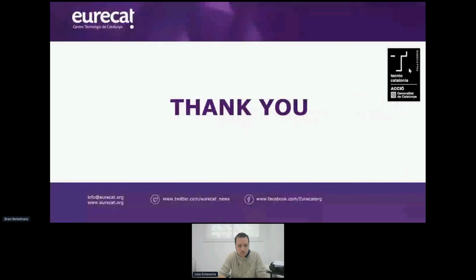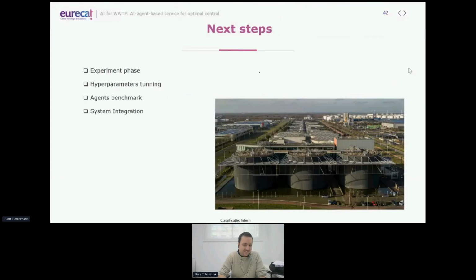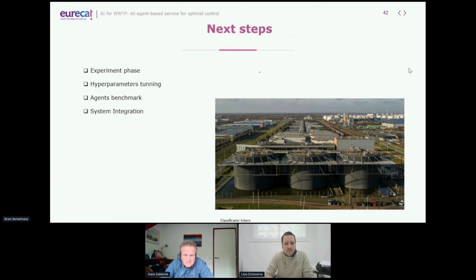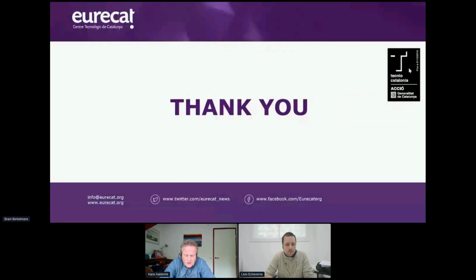Next, we plan to benchmark the agents against different non-experienced situations, so we can analyze their reactions and decisions. And finally, the system integration. The resulting agents will be deployed and integrated into the Waternet legacy systems, as Alex explained in the previous presentation. And that's all. Thank you for your attention and for questions.